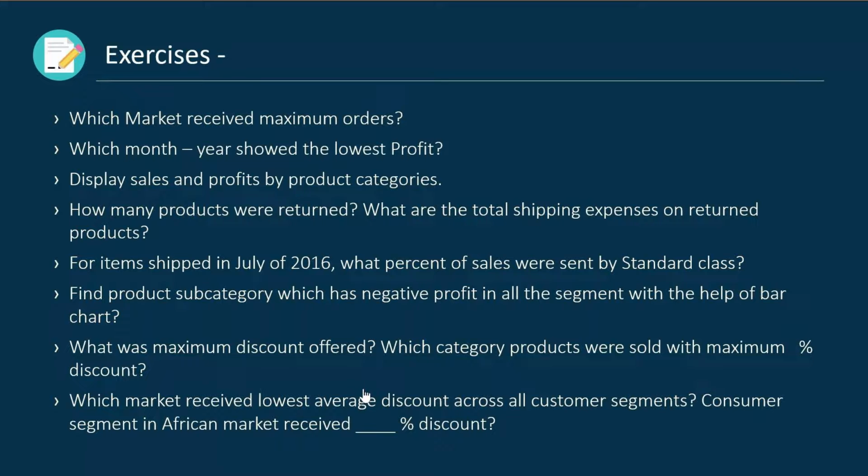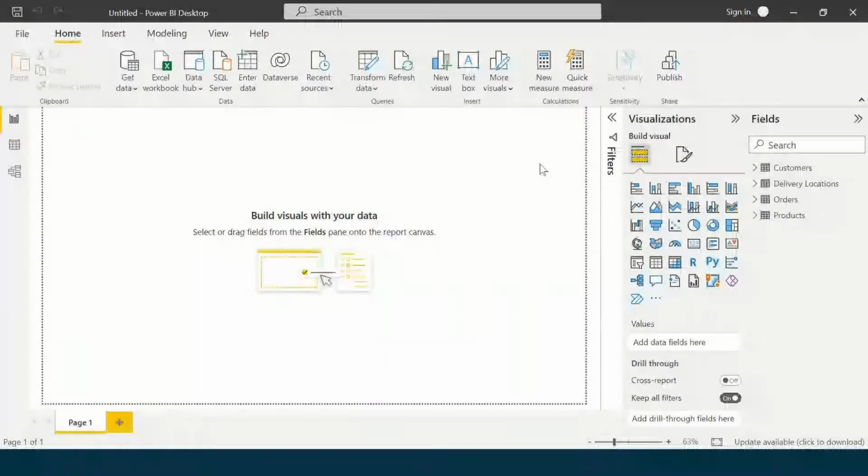So which aggregation should you apply to that? Count of order ID. Not count, count distinct. Because one order can have multiple products, so it may get repeated. So what we need to bring is count distinct. Okay, so let's try to solve this one. We can create a simple bar chart in this case.